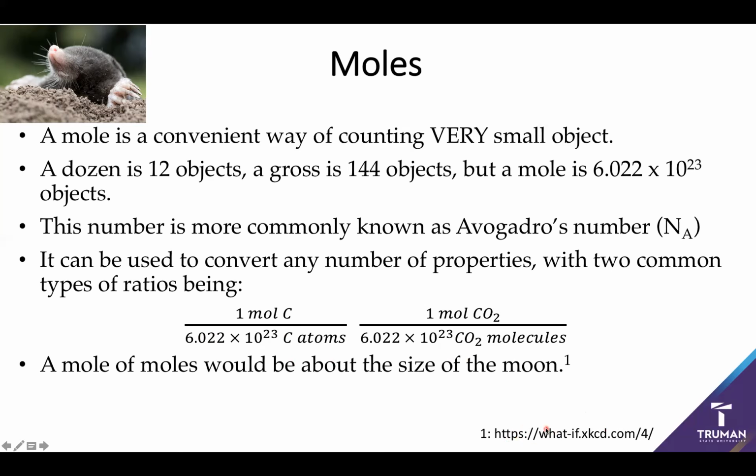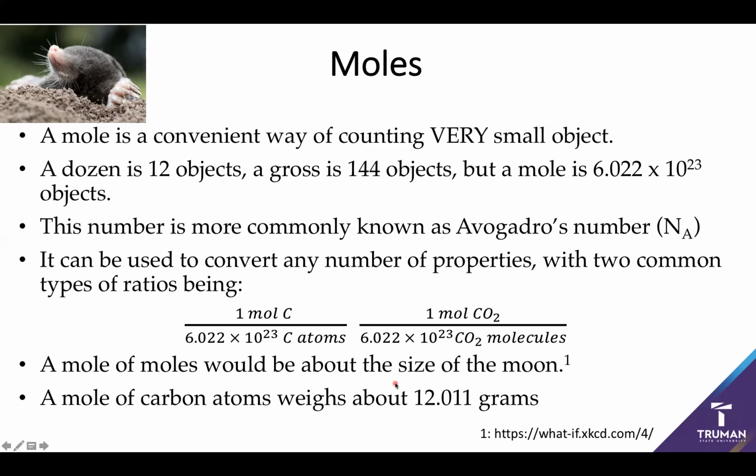It's kind of fun. However, when we're looking at chemical systems, a typical good way to think about it is a mole of carbon atoms weighs about 12.011 grams. This is actually the definition of a mole of carbon. This is how we get this number.